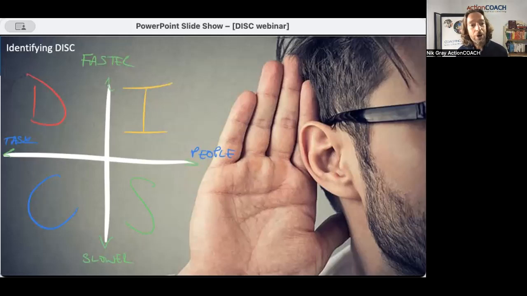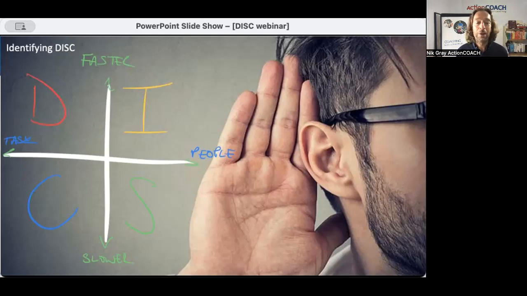At the same time, I's and S's are people-focused. D's and C's are task-focused. So what does this mean? If you go into an office and see somebody's desk or a new business, and they've got lots of pictures around everywhere of people and their loved ones, they're probably an I or an S. If they get straight to the point and they just want to get on with things, they're probably a D or a C, because they're task-focused.